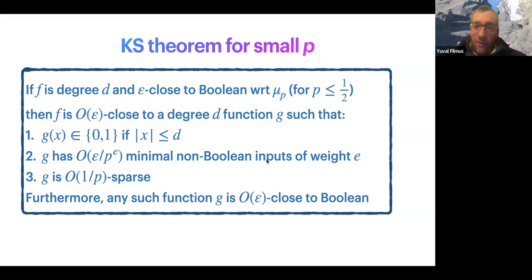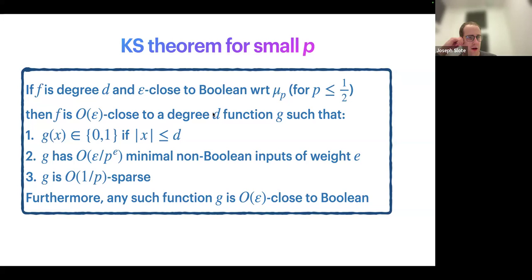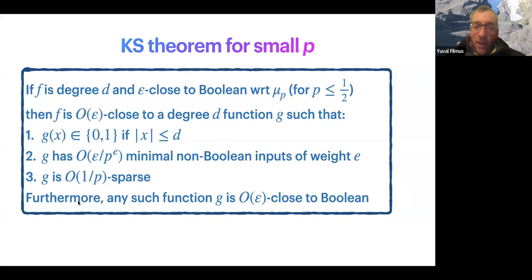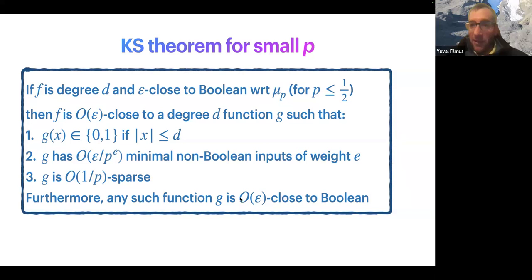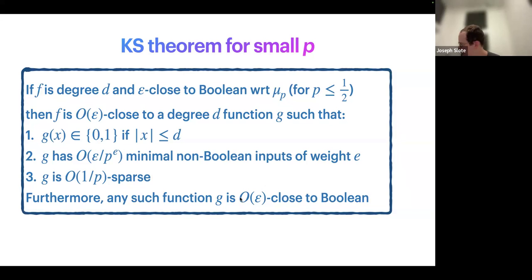Well, no, it's not a possibility. Well, first of all, because g is a degree d function. Then I have to be close. So every such g has one of these f's, degree d and epsilon close to Boolean, nearby. Yeah, so what the furthermore part says is that this g is itself able to function as an f. Yes. Okay, and the only thing is that this is epsilon close and here it's order epsilon close. But if you don't care about that, then yeah.